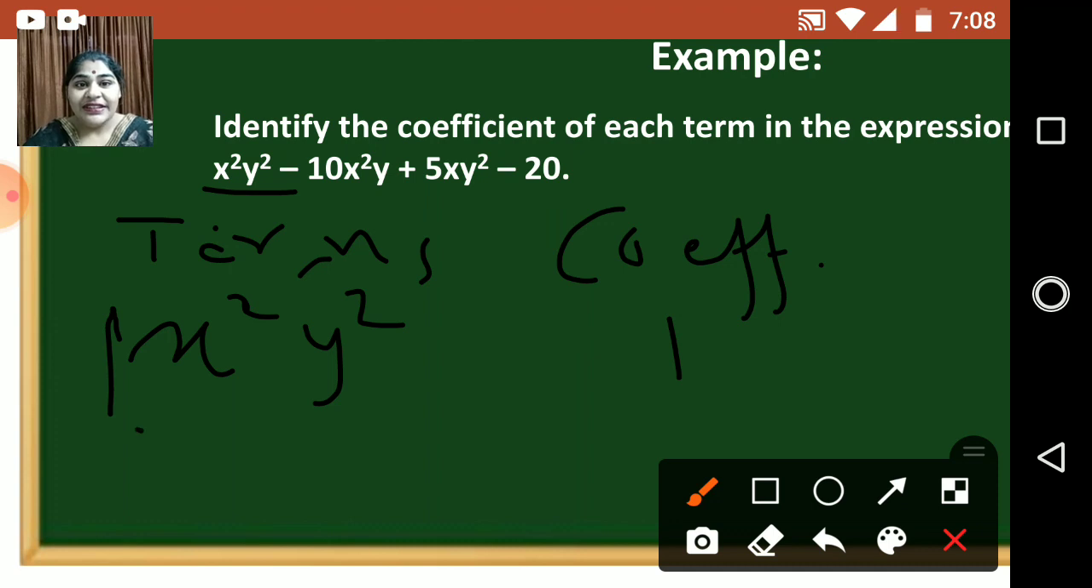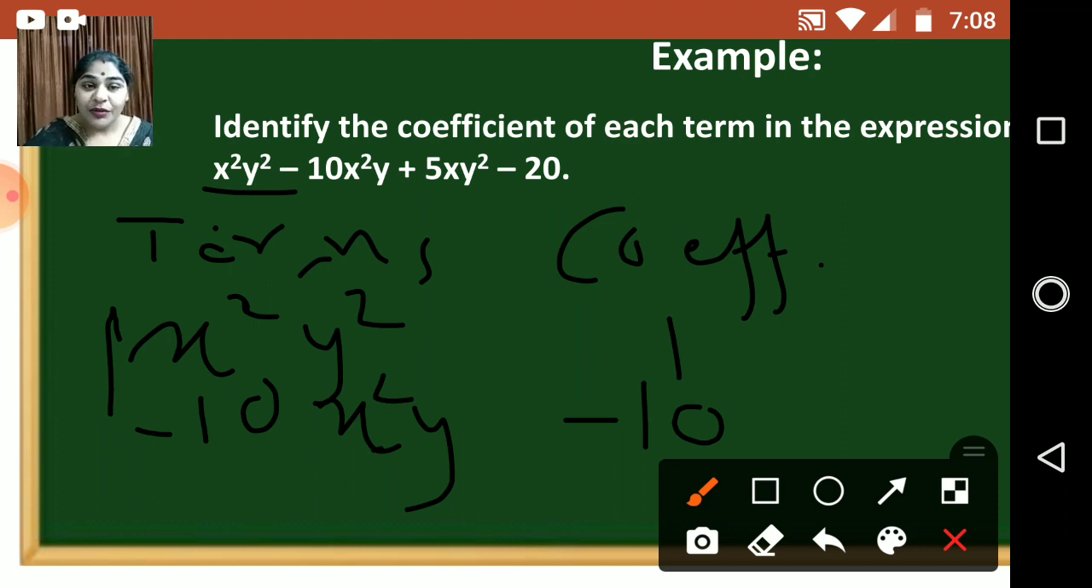Next one, you can see the term is negative 10 x square y. So what is the coefficient, children? Negative 10. Don't forget the negative sign. Okay, no, if you write 10 it will be wrong. So you have to write negative 10.